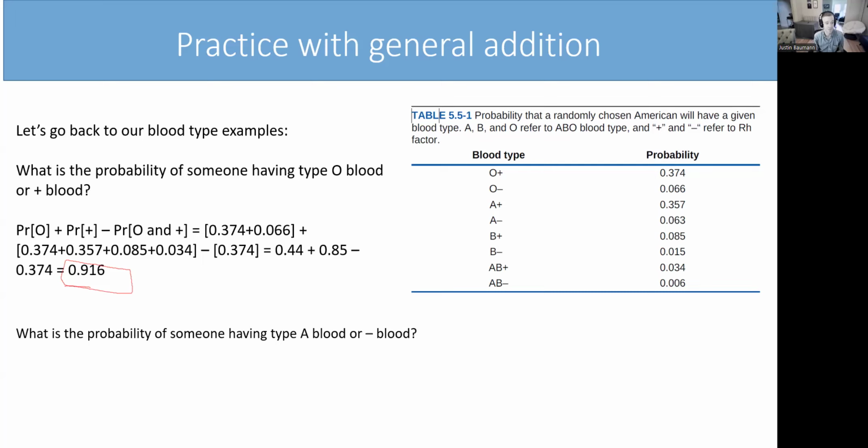So probability of someone having type A or negative blood. So we have the probability of somebody having type A blood, which is 0.042. Sorry, 0.42. And then the probability of somebody having type negative blood, which is 0.15, minus the probability of both, which is 0.069. So we're going to get a probability of 0.501.